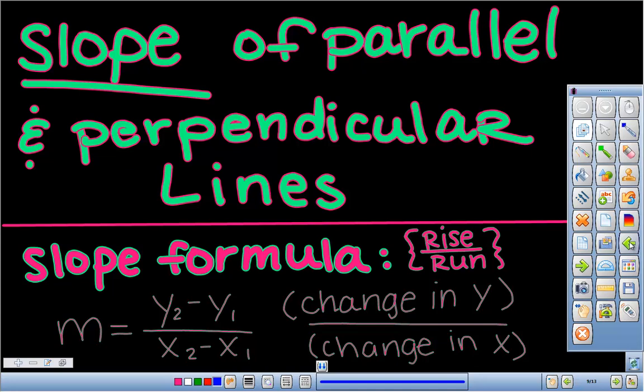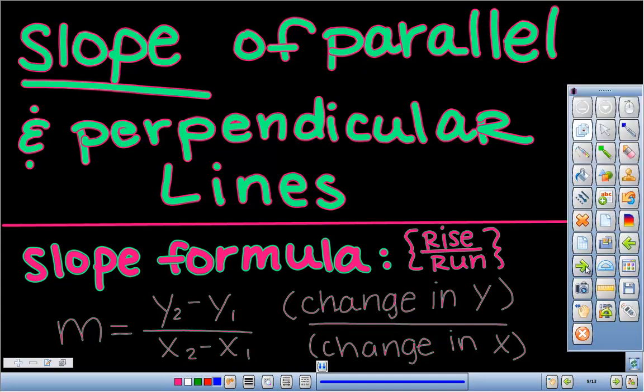Alright, we're going to be talking about slope of parallel and perpendicular lines. Hopefully you know what slope is from algebra. That's your rise over run. It's how inclined a line is. The slope formula that you learned in algebra was m equals y2 minus y1 divided by x2 minus x1. That's your change in y over your change in x.